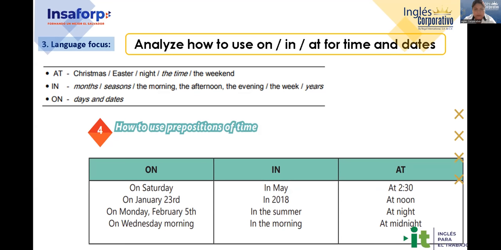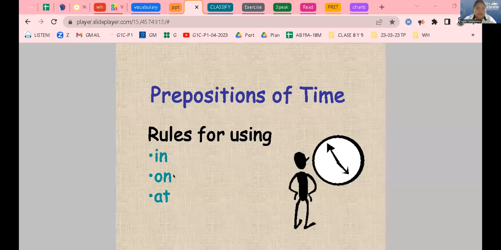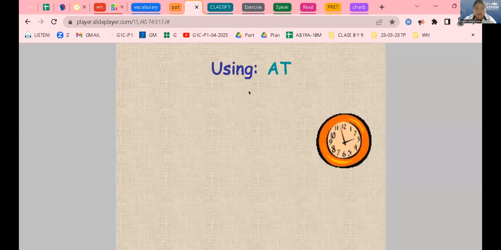So I'm gonna share a PPT so we review all of this information. Voy a compartir por ahí un elemento visual para que ustedes vayan viendo. Vamos a hacer un pequeño review de lo que estuvimos viendo el día de ayer. And at the end, we're gonna have some exercises. Okay, so look at this. Prepositions of time, rules for using in, on, and at. Okay, me avisan ahí si ya se ve ahí en su pantalla. Can you see that? Yes.